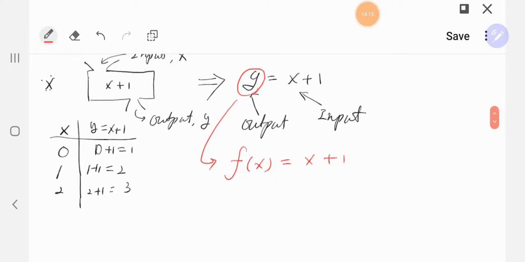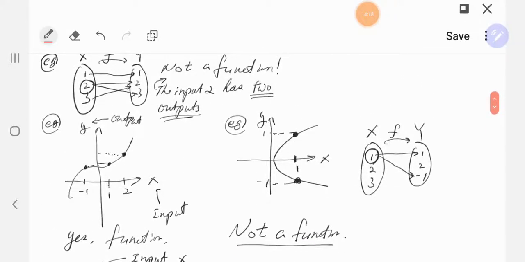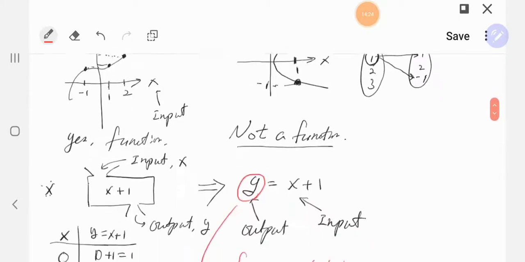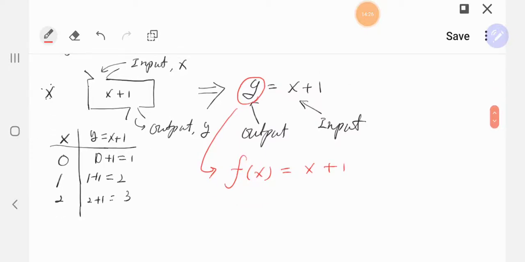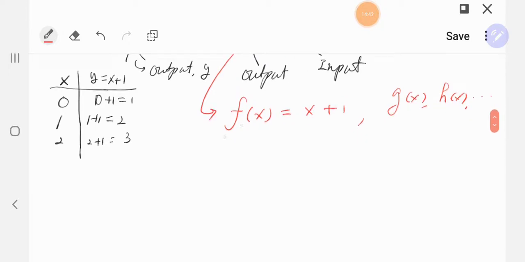So f is the name of the function. Remember, the name of the function here. The relation is f, right? So f can be, you can use g, h, it doesn't matter. So f of x, g of x, or k of x, or h of x, something like that. So how do you read this? We read it as f of x, which means x is the input and f of x is the output.